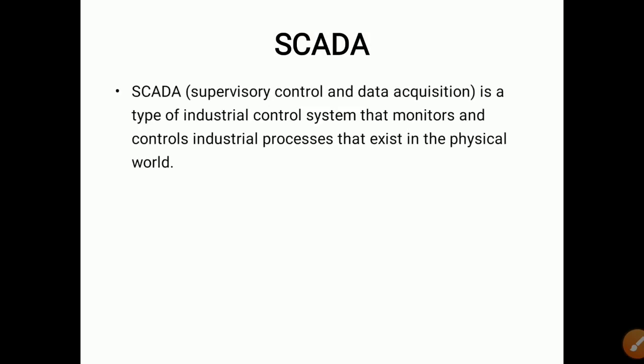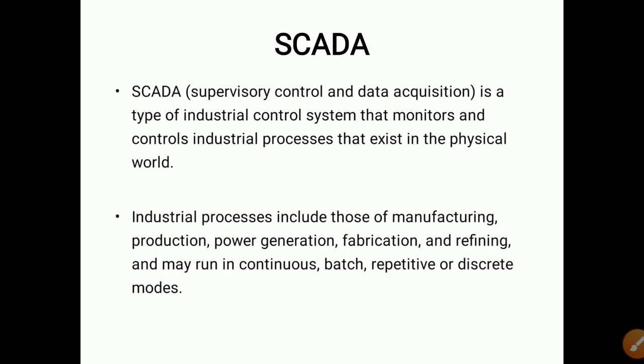The full form of SCADA is Supervisory Control and Data Acquisition. It is a type of industrial control system that monitors and controls industrial processes that exist in the physical world. In industry there are many processes which exist in physical form, so to control and monitor all these physical processes we need some device. The device used is SCADA, which controls all the processes as well as acquires data continuously in order to monitor all the processes.